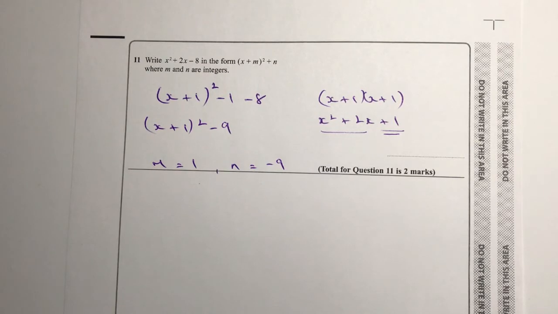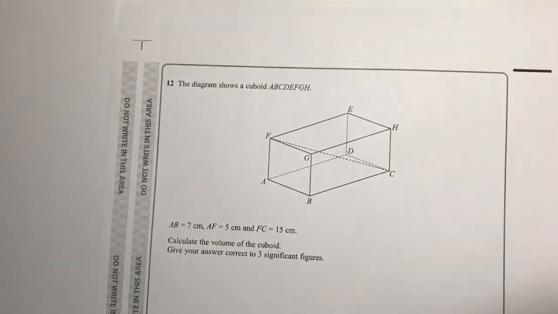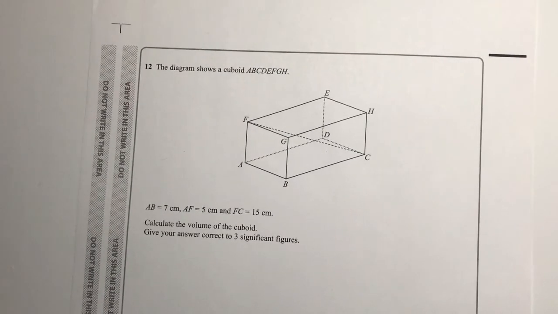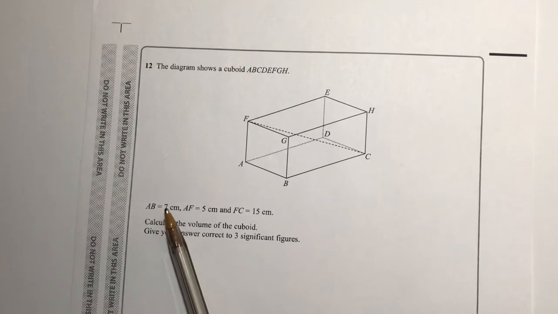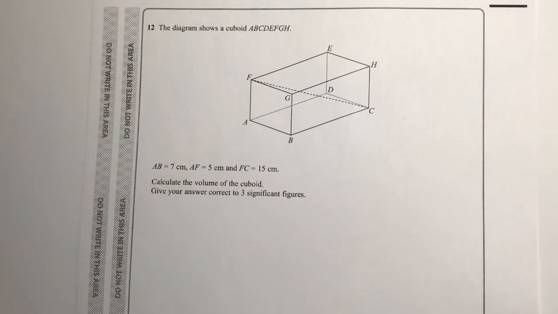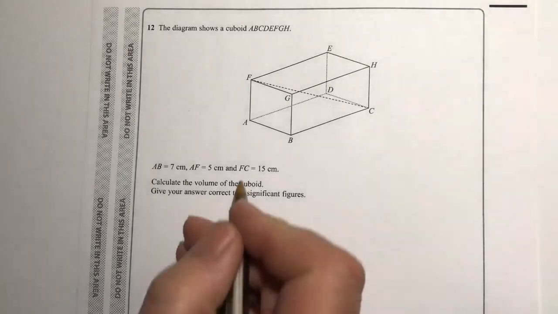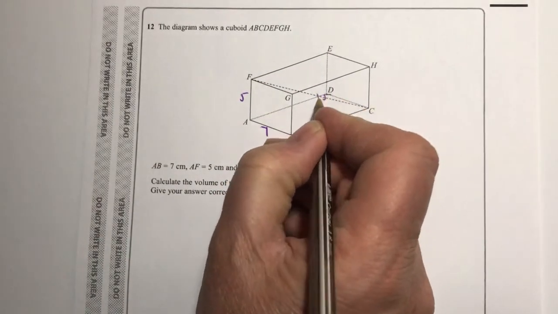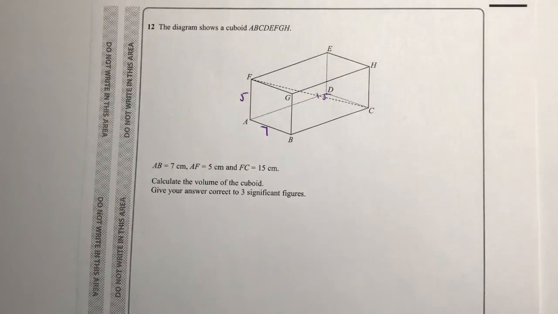Question number 12 just deals with 3D Pythagoras. A little bit tricky, because half of the problem with these sorts of questions is just visualizing it properly and making sure you can see what's going on. In this case, I've got various measurements, for instance AB and AF. So I'm going to put those into the diagram itself. AB is 7, AF is 5, and FC is 15, which is this dotted line along here. And what we're being asked to do is work out the volume.